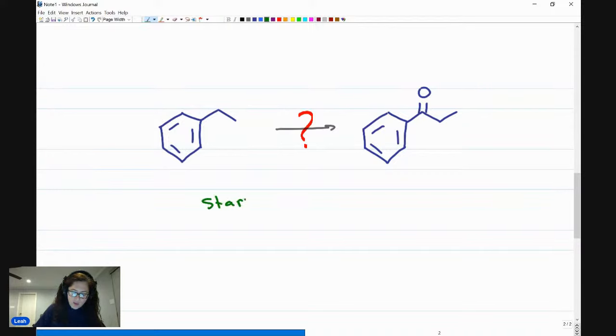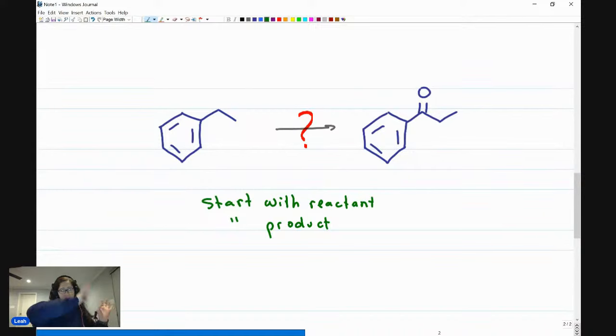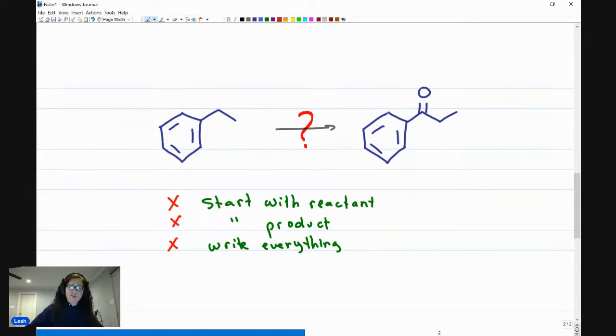Here is what I typically see. Students will start with the reactant. Or they'll start from the product and just go that way. Or I've seen students who will actually write everything down and hope that somehow, some way, along the way, you're going to come up with the answer. Starting with a reactant, nope. Product, nope. Writing everything down, definitely nope.